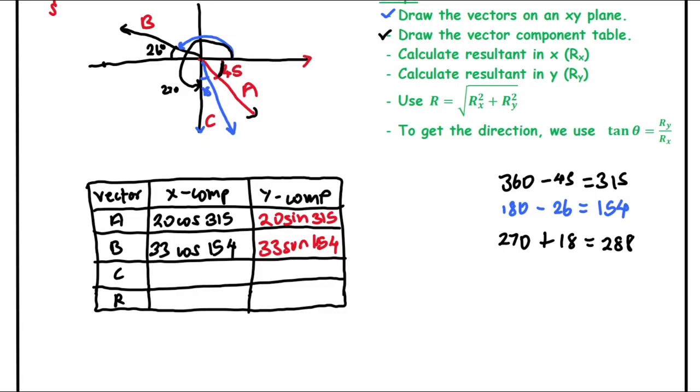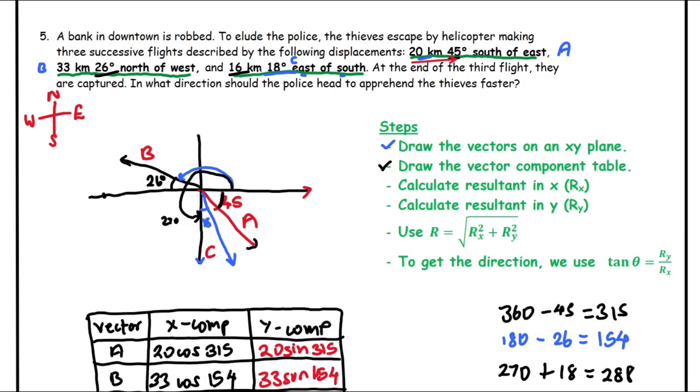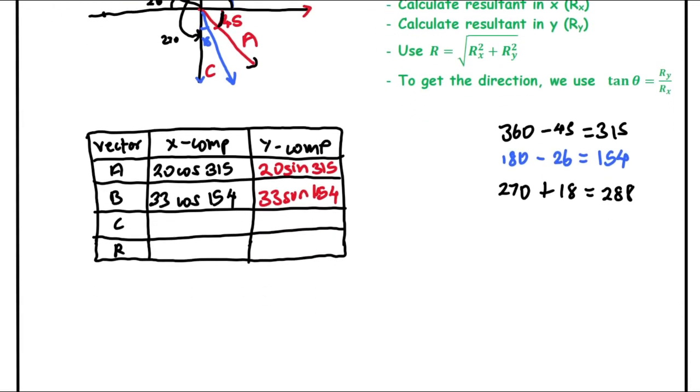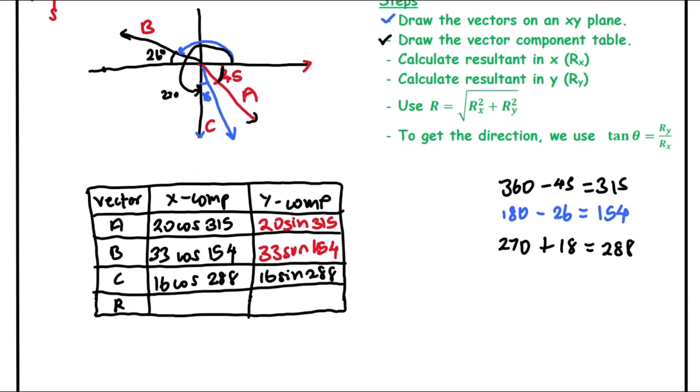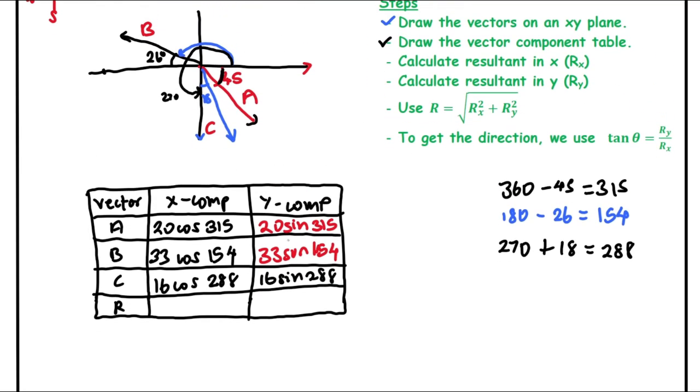288. Therefore, the x component is going to be, what was the magnitude of this one? It was 16. So that would be 16 cos 288. And the y component will be 16 sine 288.